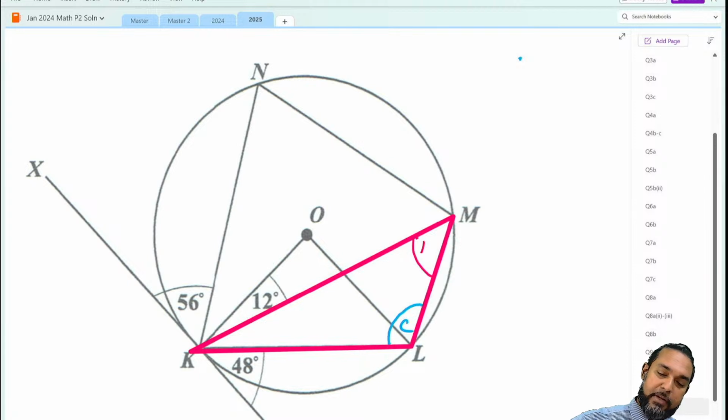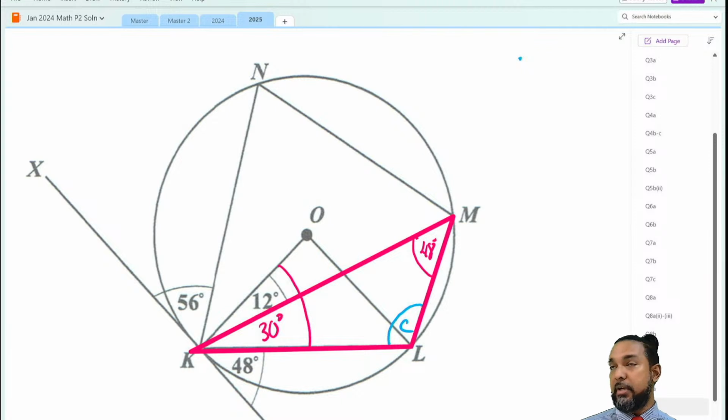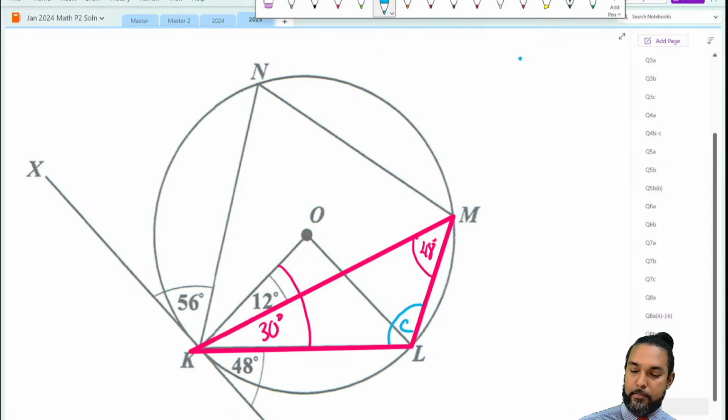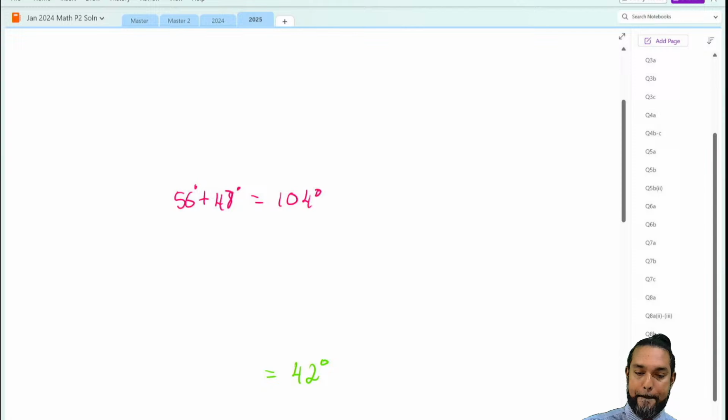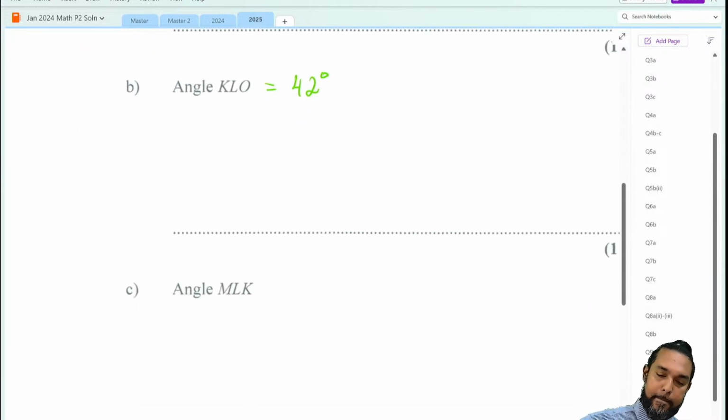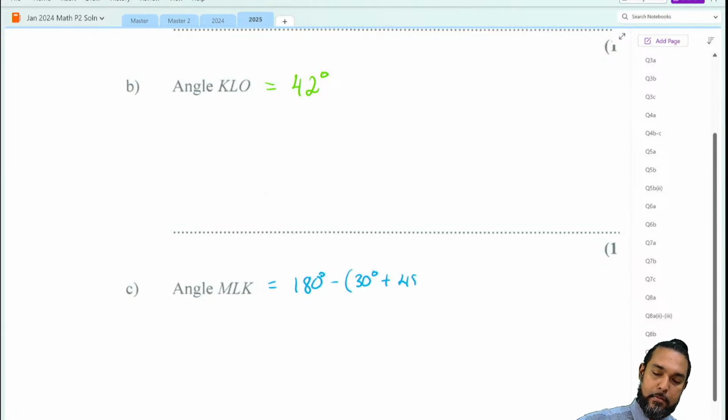We know this one is 48 from previous. We know this whole angle is 42, which makes this piece here 30 degrees. And if you have two of the angles out of the three, you can add them together and subtract from 180. 30 and 48 is 78, so C has to be equal to 102. So that's 78, and 180 minus 78 is 102 degrees.